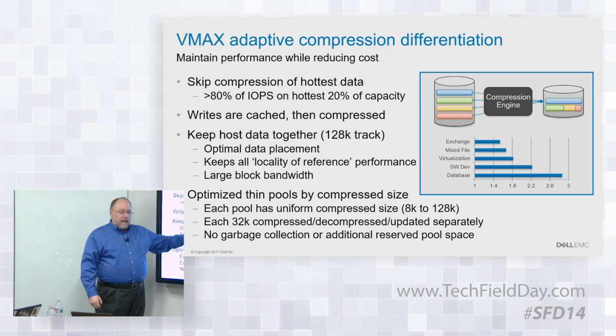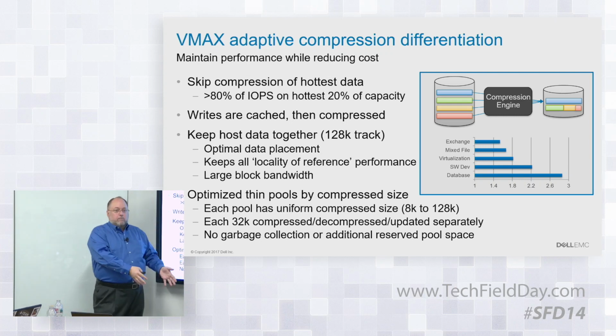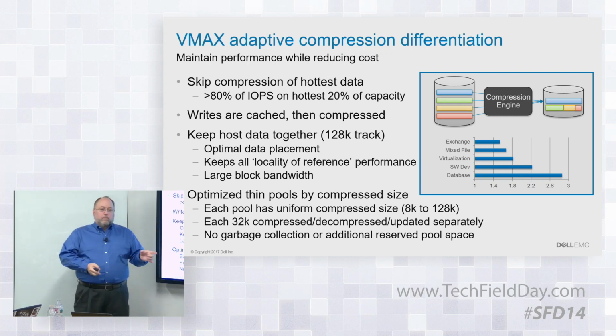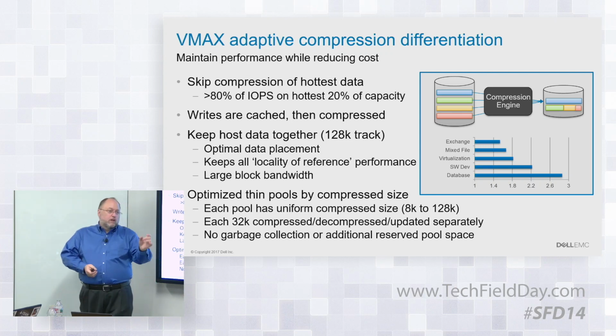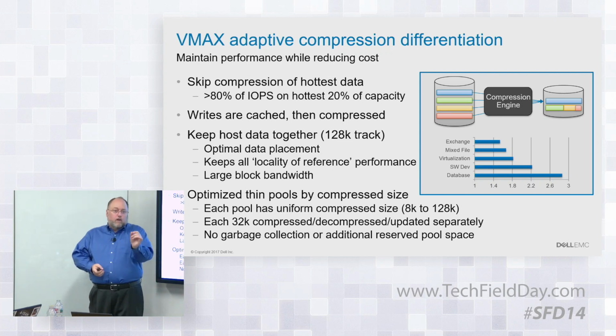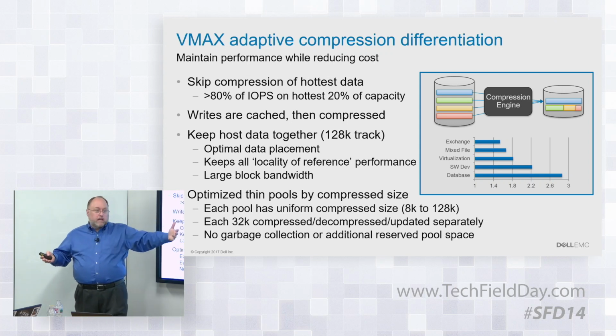And then we keep your data together, so the 128K track gets stored whether it's small or large. We compress the pieces and keep them together, but we do it in four 32K pieces. So if you do a small 8K read, we can read a 32K chunk off the back, uncompress that, and hand it to the host. We don't have to uncompress the whole 128K.